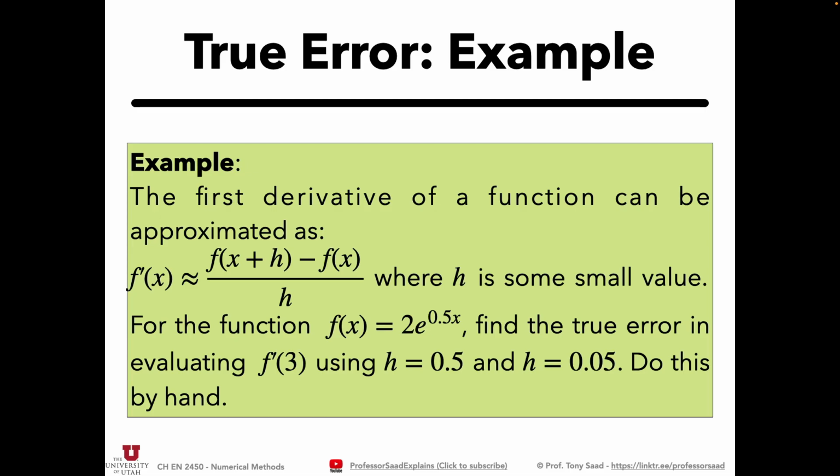Now, we're being asked to find the true error. So I need a true value and an approximate value. The approximate value is going to be given by this formula, correct? We have x and we have h. We plug them in and get a value. The true value we're going to compute analytically.